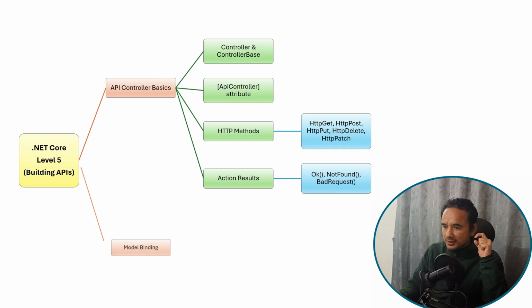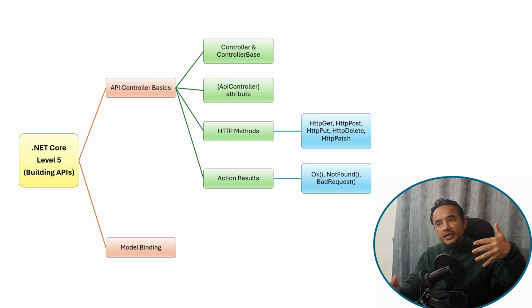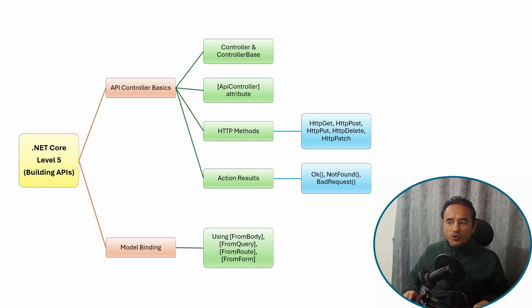Then at the end, you can explore model binding to map the incoming data from the client to your models. Here you can use the FromBody, FromQuery, FromRoute, and FromForm attributes. So you can check from where data is coming: body, query, route, or form. From an interview point of view, here HTTP methods are a must to know and very important.